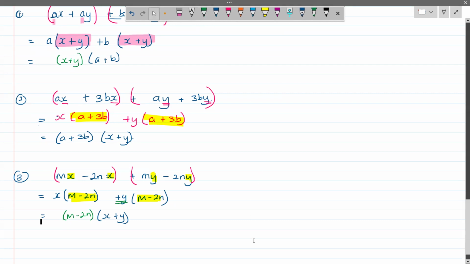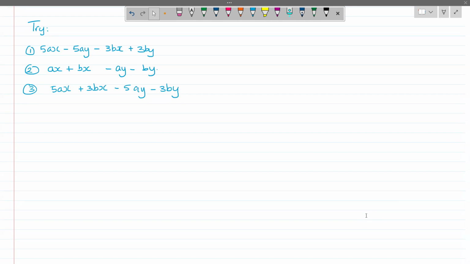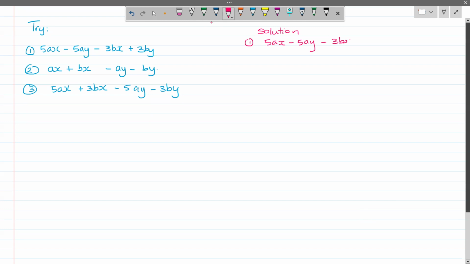So let me give you guys something to try. All right, so here's some examples that we're going to look at. We have 5AX minus 5AY minus 3BX plus 3BY. So 5AX minus 5AY minus 3BX plus 3BY. Right? What you could do, you're working them in pairs. And you could also identify what your common factor is going to be. So we're going to be pulling out 5A. Right? If I pull out 5A, I'll remain with X minus Y on this side.